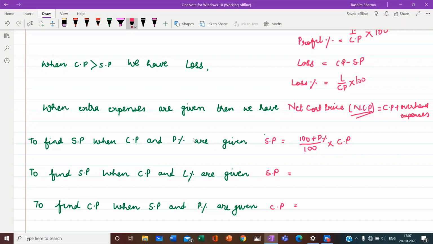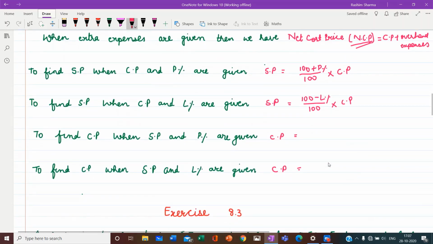In the same way, if in place of profit percent we are given loss percent with CP, how will we calculate SP? SP will be equal to (100 minus loss percent) upon 100. If there is profit, we add it to 100. If there is loss, we subtract it from 100. So (100 minus loss percent) upon 100 into CP.